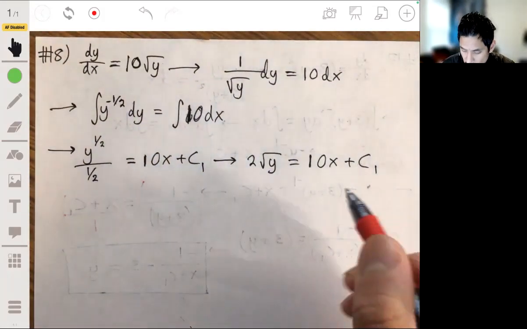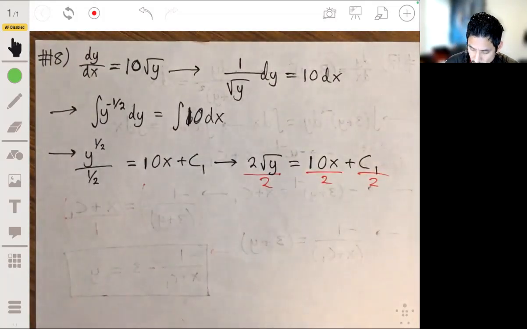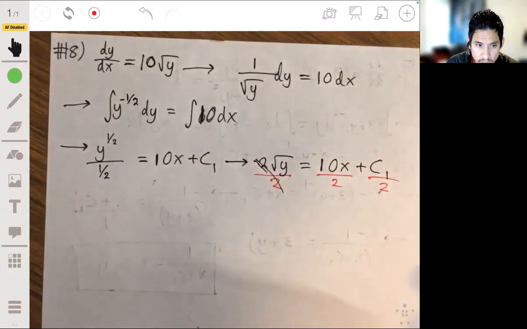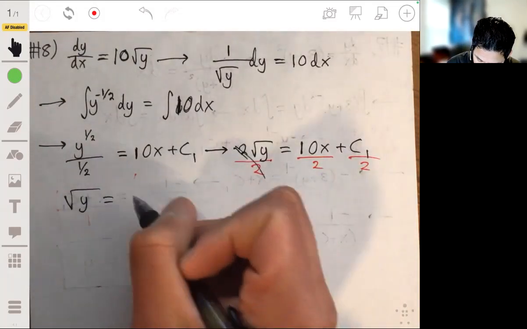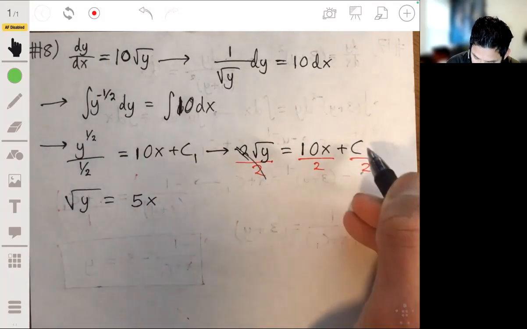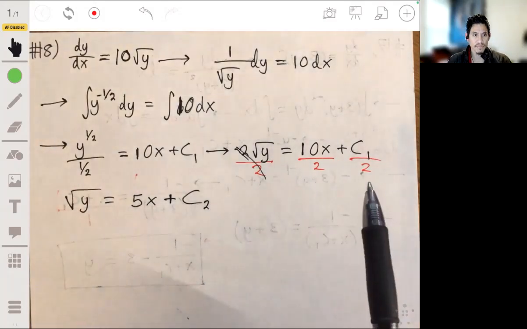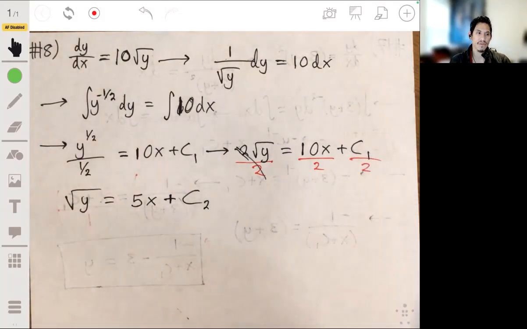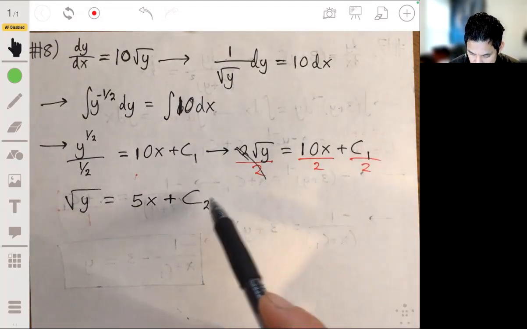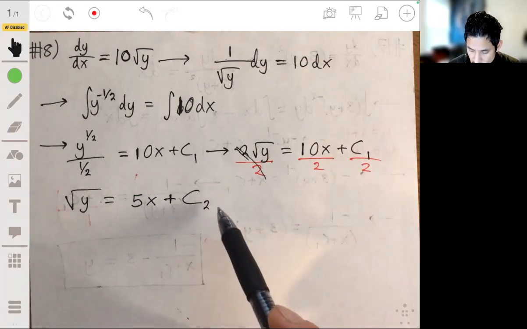Remember, I'm solving for y, so I'm going to divide each term by 2. Those will cancel. Now I'll get the square root of y equal to 5x. C1 divided by 2, I'm just going to call it another constant. I'm just going to call it C2. That's why, again, I like going by C1, C2, C3, so that that doesn't become an issue. So C2 is another constant. It's not going to be C1. So we don't need to put dividing by 2.